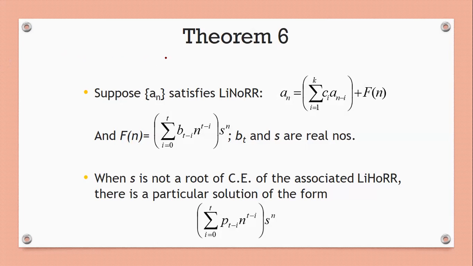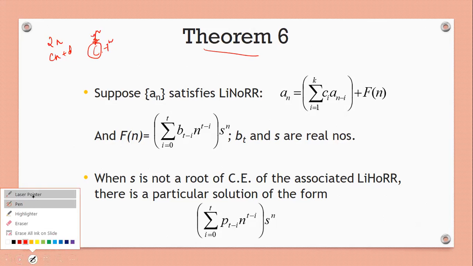Now, in this session, we'll study Theorem 6. If you remember, while we were taking the particular solution for Theorem 5, we were just assuming what the solution might be. I had taken for 2n, the particular solution can be Cn plus d, where both C and d are constants. And for 7 power n, which we did in the earlier problem, I took the particular solution as C into 7 power n, where C is some constant.